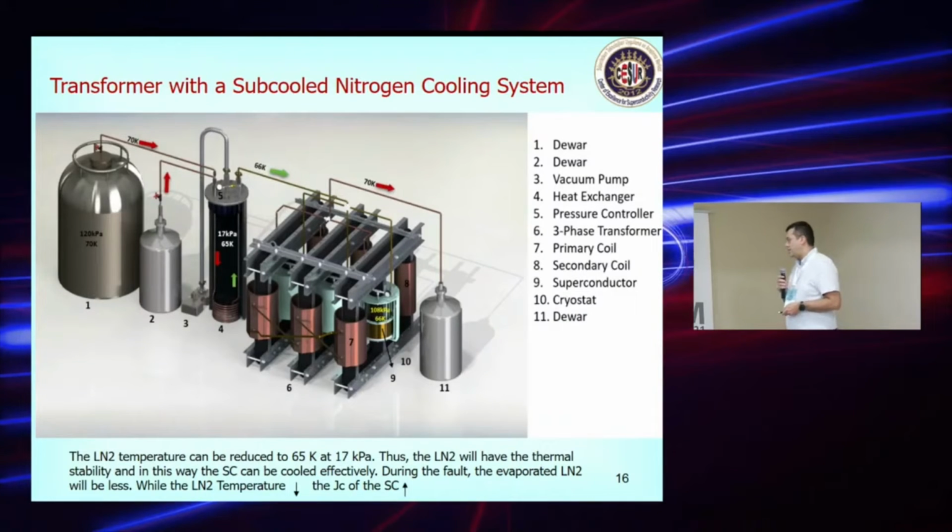What is the advantage? During a fault, at 65K, the evaporated liquid nitrogen will be less, and while the liquid nitrogen temperature decreases, the JC of the superconductor will increase. This is another advantage of this system.